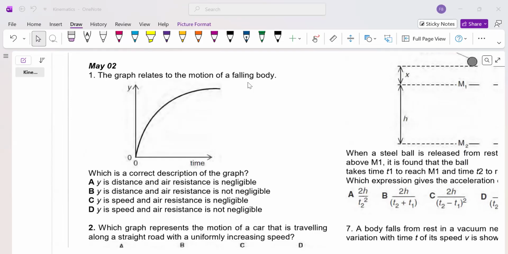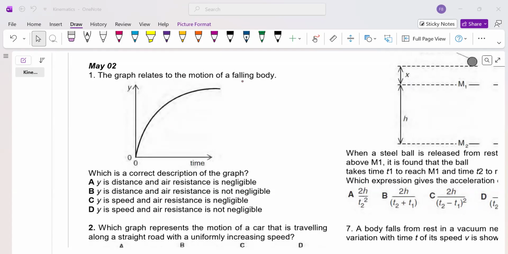What is y and what is on the x-axis? They have mentioned time. What can y be? If you see, this is not a straight line graph, so you cannot say that this is distance, because in a distance-time graph, what do you get? A straight line. And also they are saying that the body is falling.